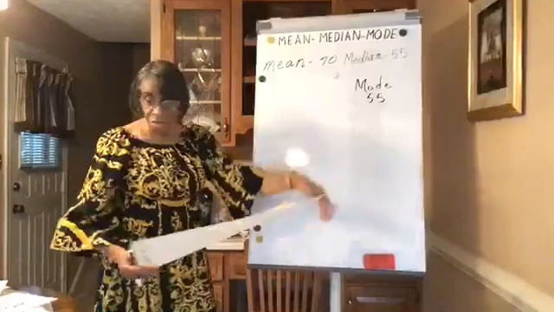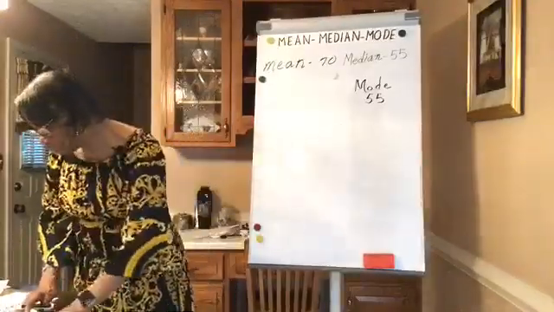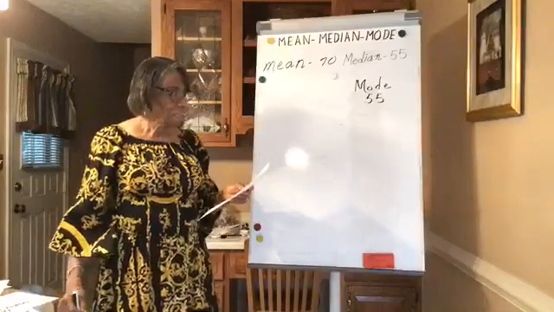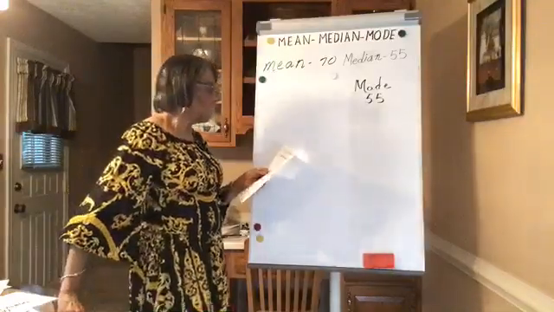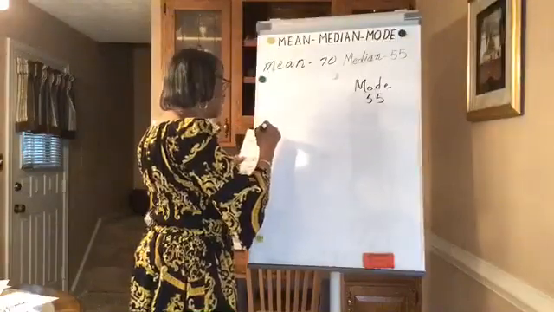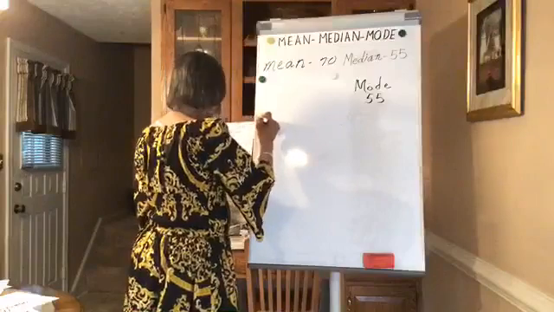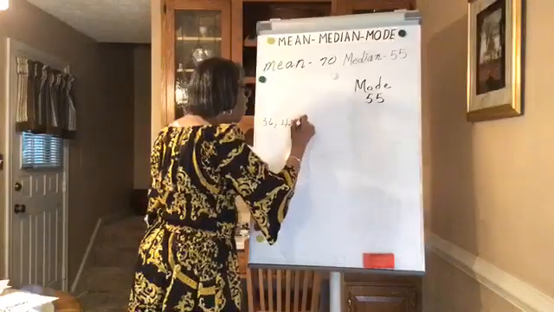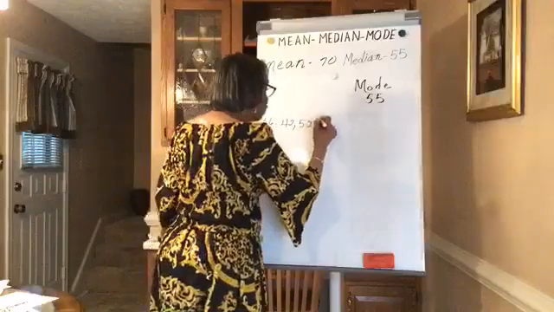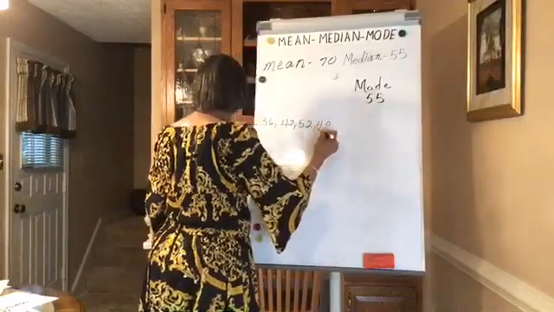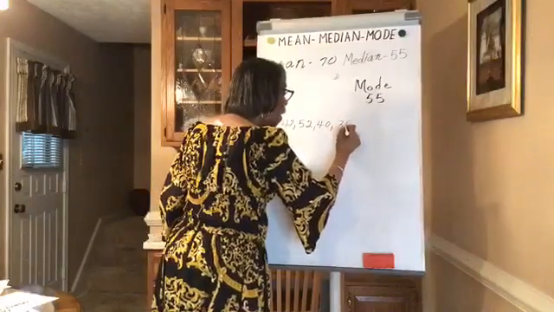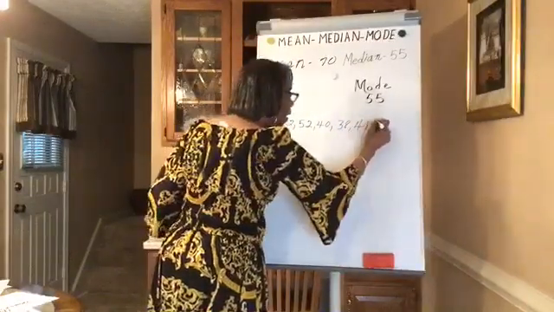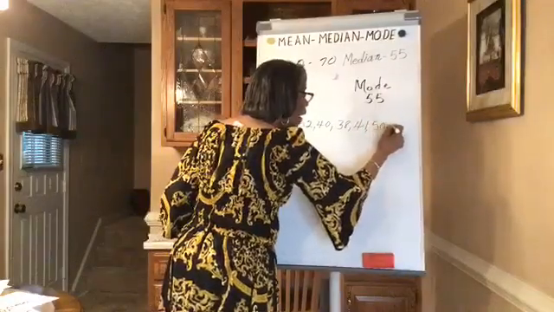So let's take another problem that we can work with together. Here's a student doing a science project, and he's growing tomatoes. He measures the heights of the tomatoes in inches. And these are the numbers that he got: 36, 42, 52, 40, 38, 41, 50, and 58.